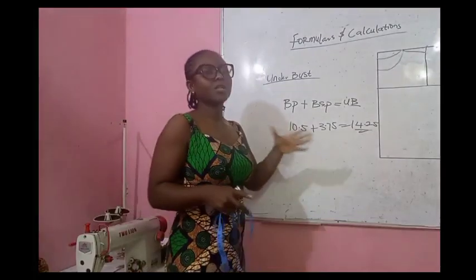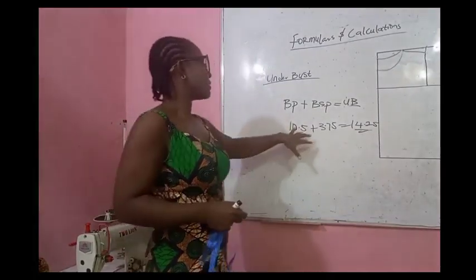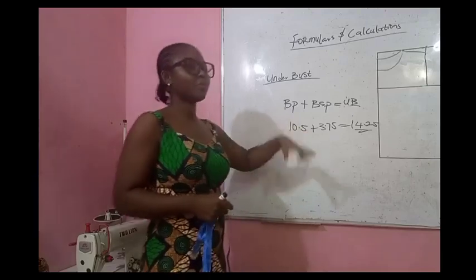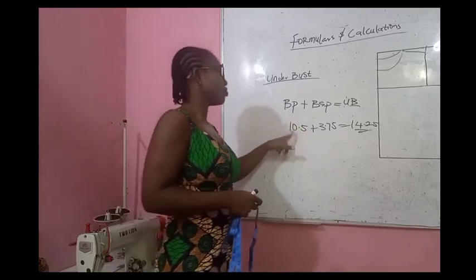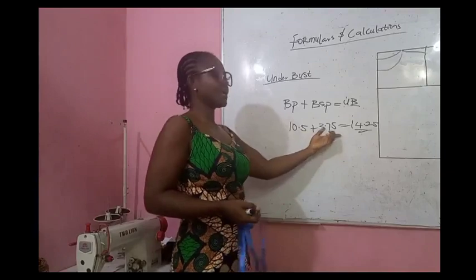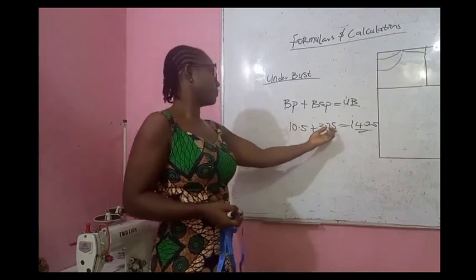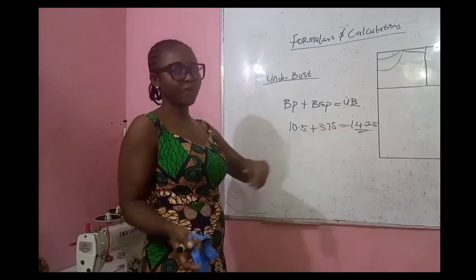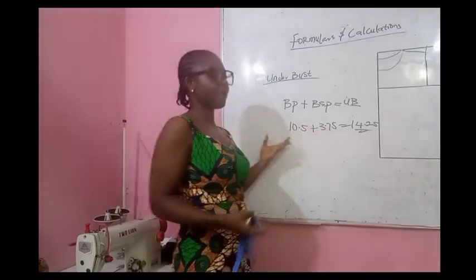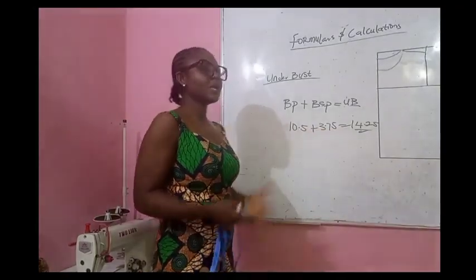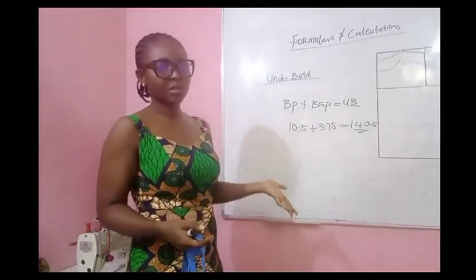Another formula or another method we can use is to add 3 inches to our bust point. Now, if we add 3 inches to our bust point, very likely we are missing out 0.75. Okay, so this is a perfect method to get your underbust measurement.